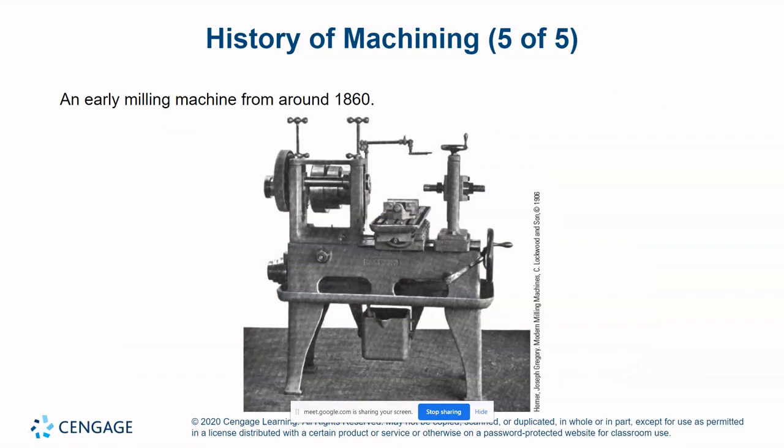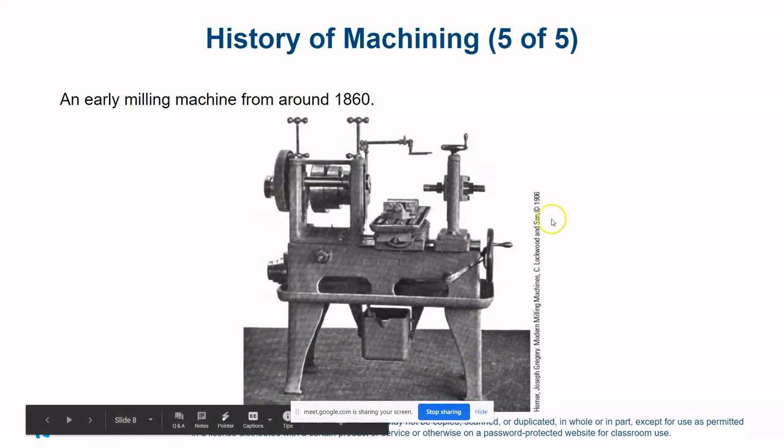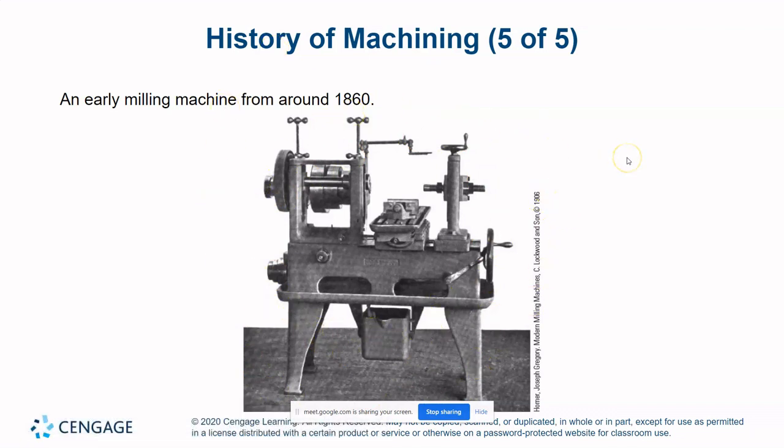So here we have an early milling machine from around 1860. You'll notice, when you come in, that honestly this does not look a whole lot different than the machines we currently have in the classroom. Once they found that one design that really worked, it went unchanged for a long time.